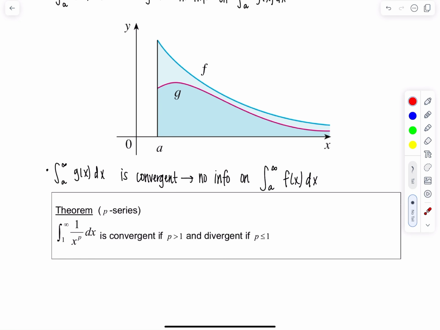And then I do want to make a note that the comparison theorem can also be used for improper integrals, not of the type where one of the limits is infinity, but where one of the limits is a discontinuity in the function. We can apply it in that case as well.